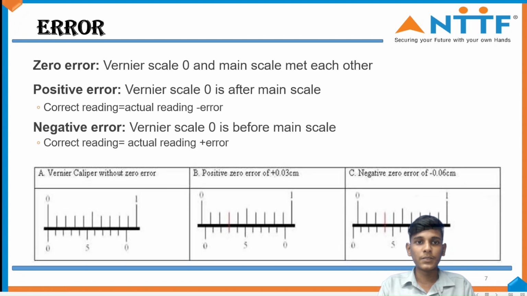Zero error: the vernier scale zero and the main scale zero meet each other. Positive error: vernier scale zero is after the main scale zero. Negative error: vernier scale zero is before the main scale zero.